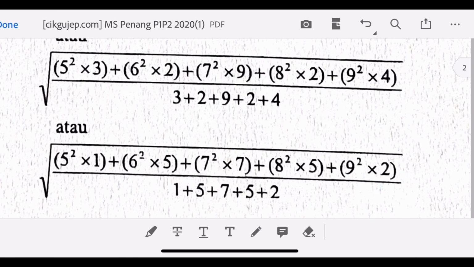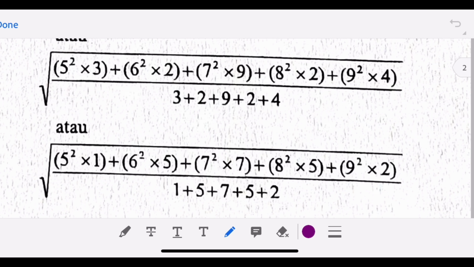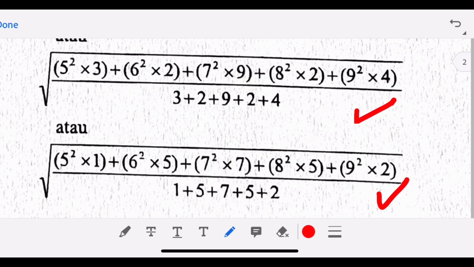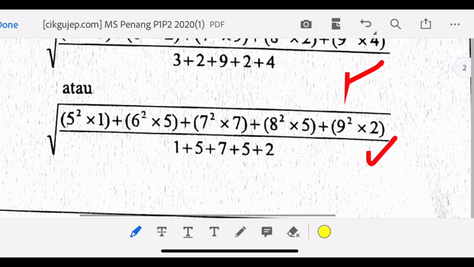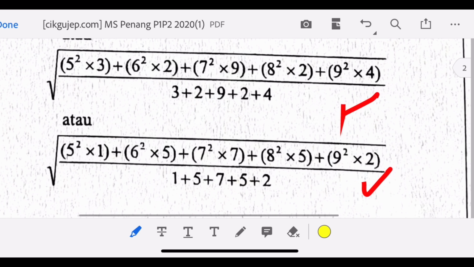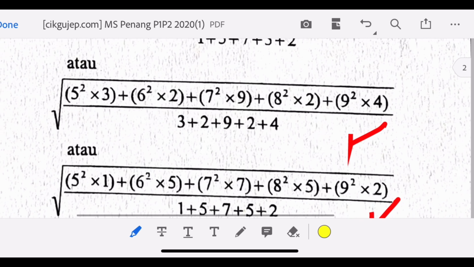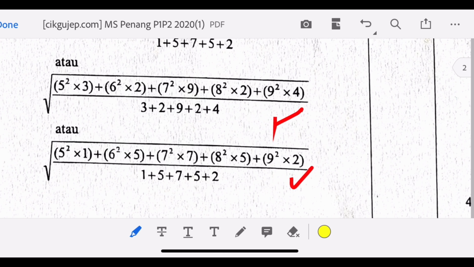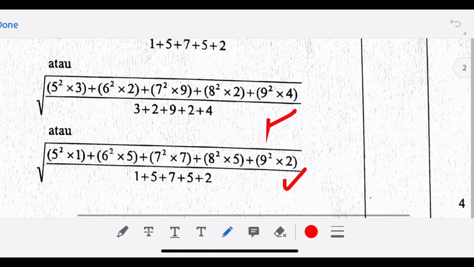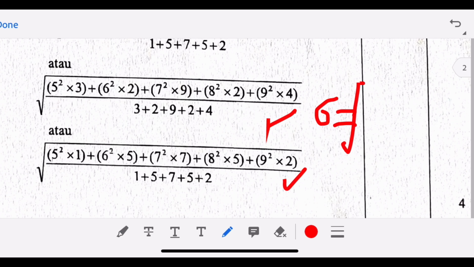You can use either one formula because you have two formulas, right? Either you use the standard deviation formula, which is to find the difference between the data and the mean, then square, and then divide by n. No problem. You can use either formula to find the standard deviation.